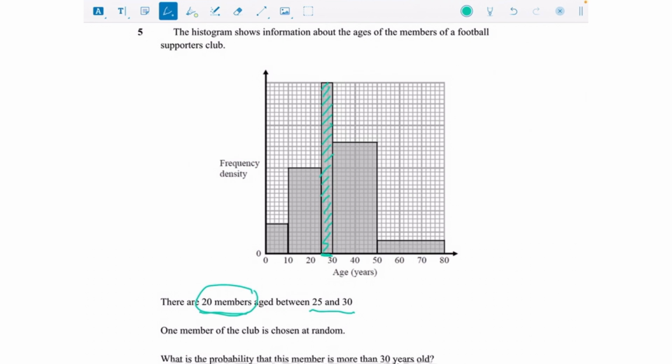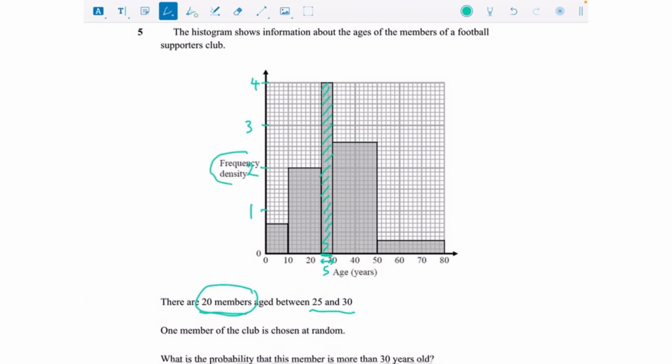Well, area of a rectangle is base times height. We know the base is 5 because it goes from 25 to 30, and so the height must be 4. So 5 times 4 would give us an area of 20, so that would then be correct. Once we know that it's 4, we can then say that must be 3, that must be 2, and that must be 1 there. And that's our frequency density.